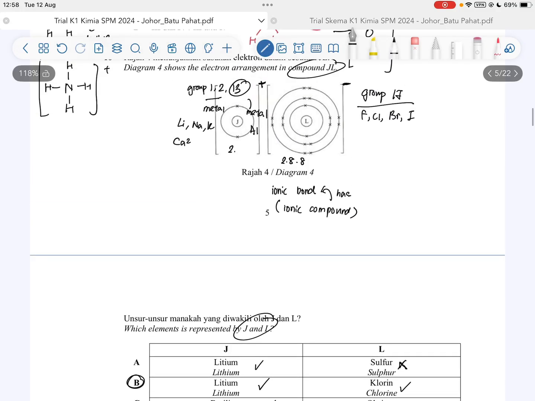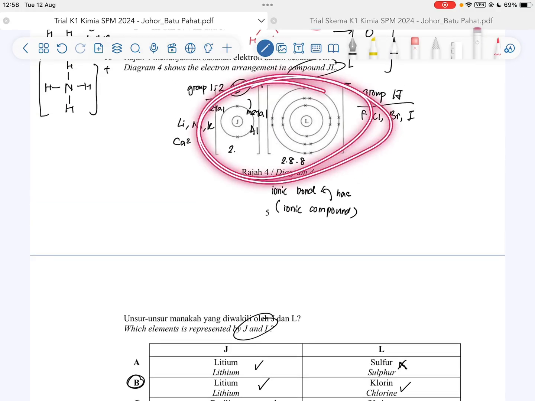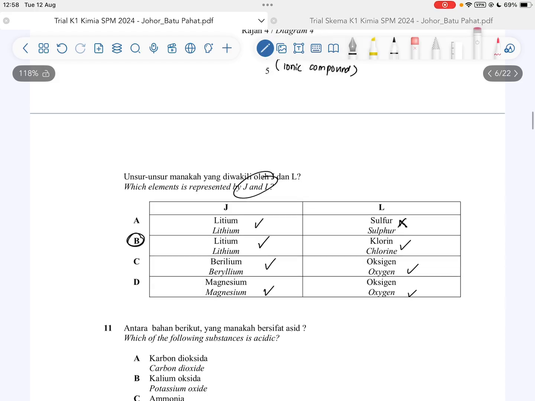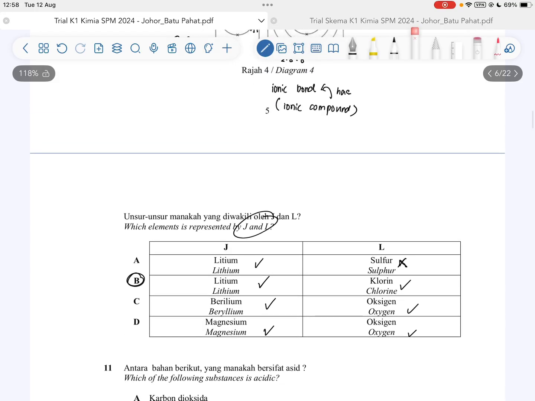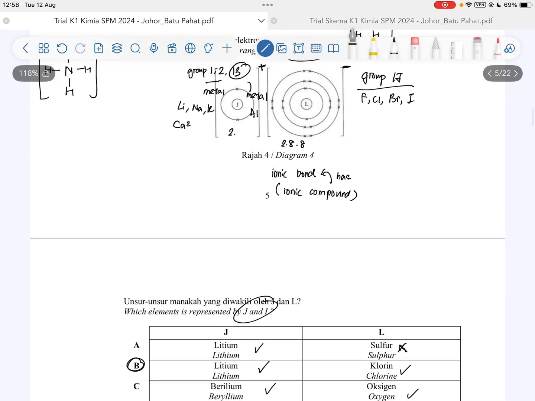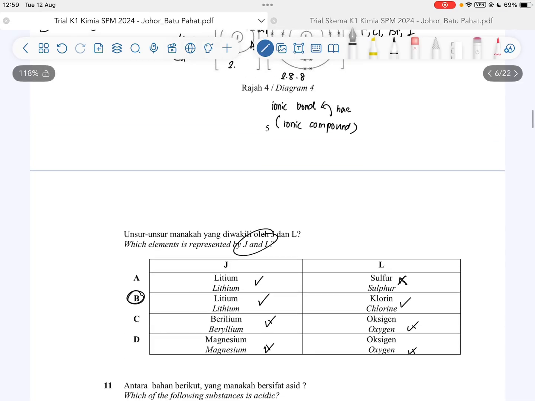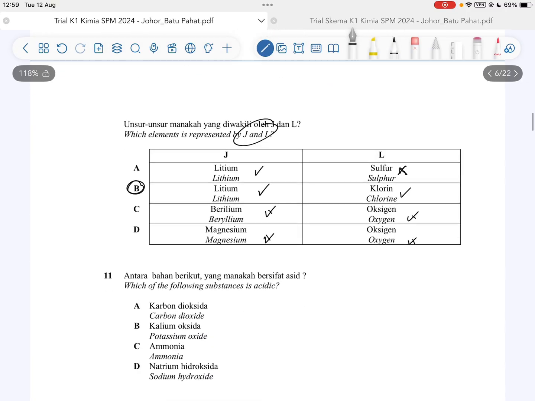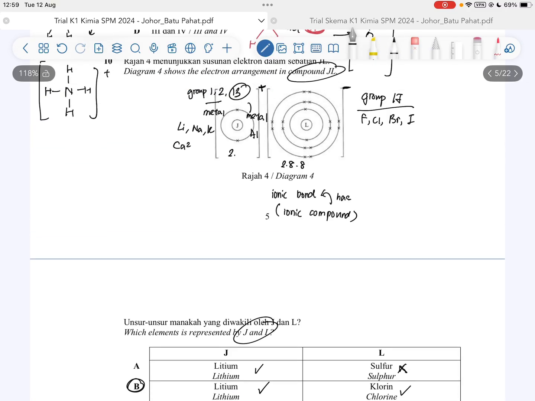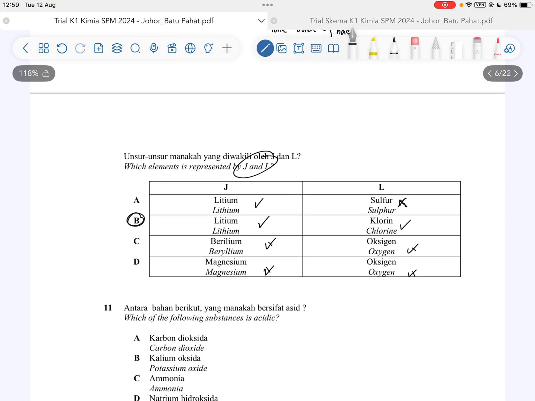Actually, if it doesn't show you the electrons in here, BCD could be the answer. However, we already know that J has only 2 electrons after it donates its electron, and L has 18 electrons. So definitely the answer would be B. Yeah. So we will only discuss the questions up to question 10 first, and then we will continue after that.